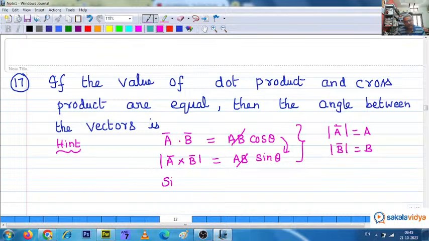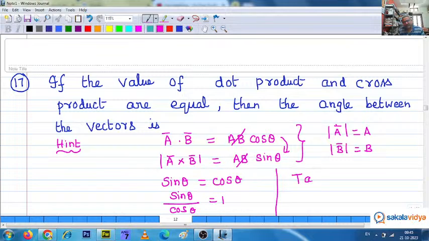So you have sin theta is equal to cos theta. Divide both sides by cos theta. So sin theta by cos theta is equal to 1. From trigonometry, sin theta by cos theta is tan theta. So tan theta is equal to 1. Theta can be written in terms of tan also, that is tan 45 degrees. Obviously theta is equal to 45 degrees.